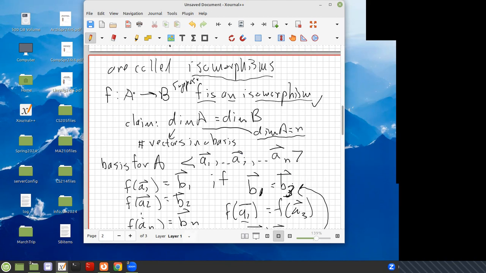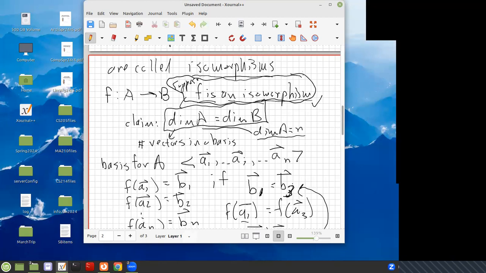And we want to prove that A and B have the same dimension. So the idea is we start with this and say, suppose that there's an isomorphism between A and B. I want to prove that they have the same dimension on this basis.